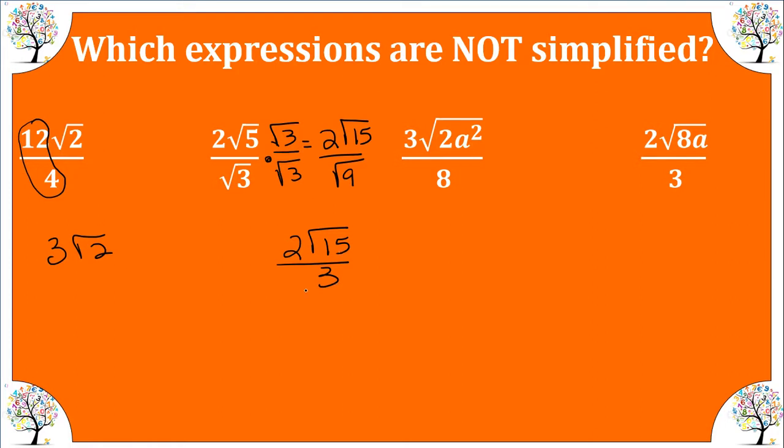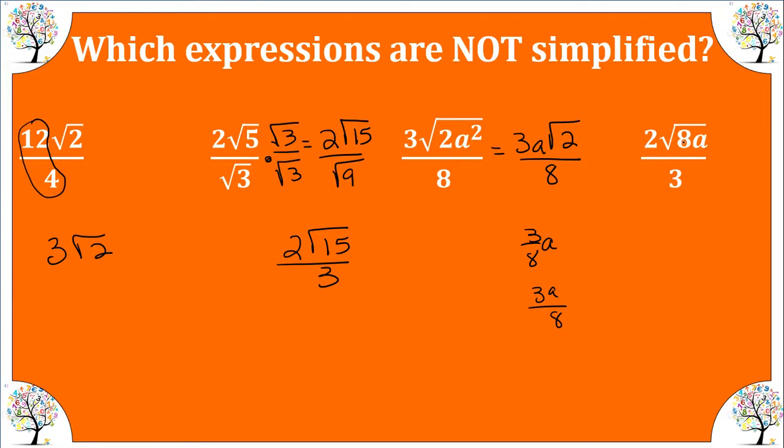Our radicand is 15. In this next example, 8's not a radical, so that's good. 3 over 8 cannot simplify anymore. But look, we have this a squared. So we should have 3a radical 2 over 8. So our coefficient is 3a over 8. You could say 8 times a, or we could say 3a over 8. That's your coefficient.